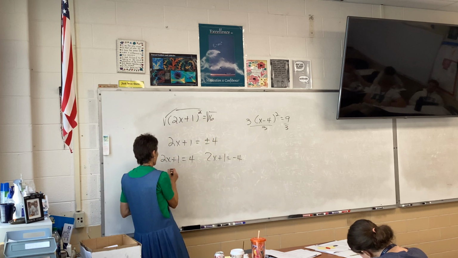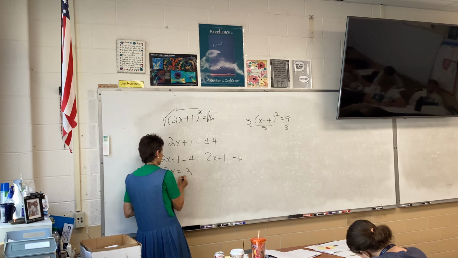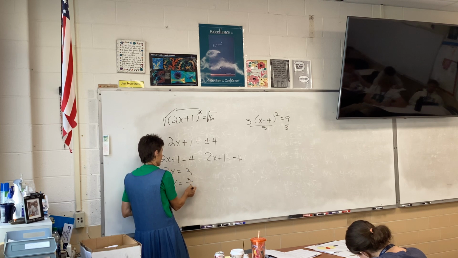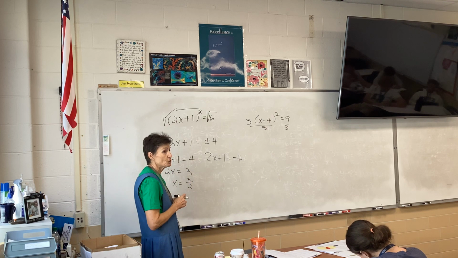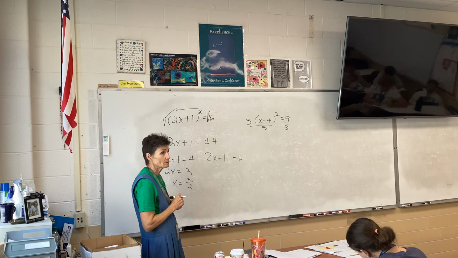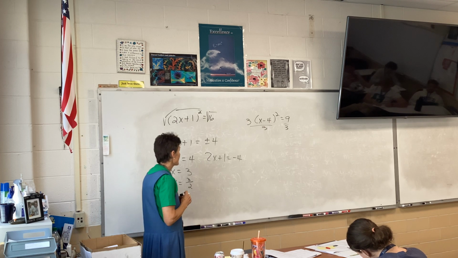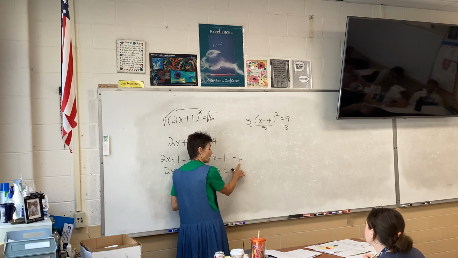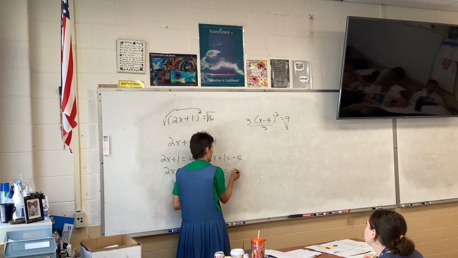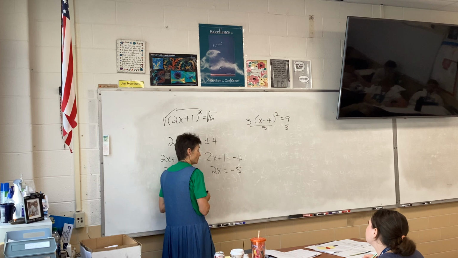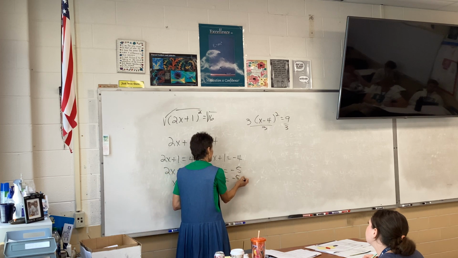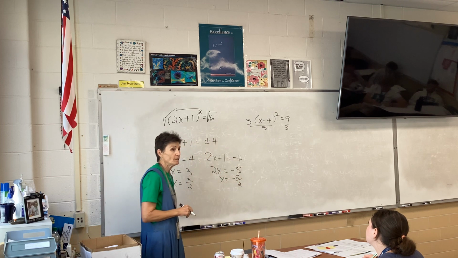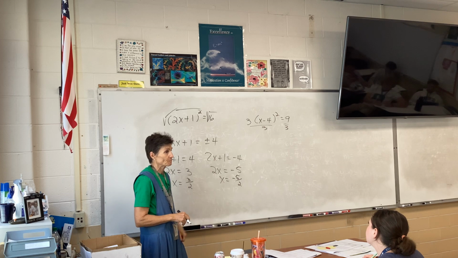So, subtracting 1, I got 3 over 2 for the first answer. Subtracting 1, be careful on this one. If you subtract 1 from negative 4, you actually get negative 5. So this one is negative 5 halves. We good?